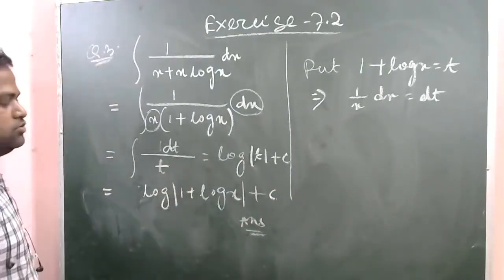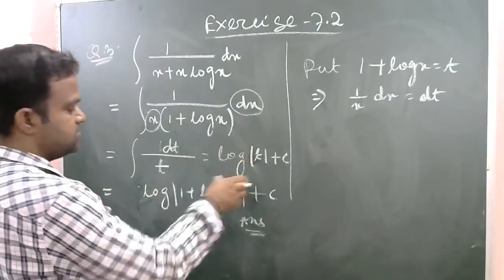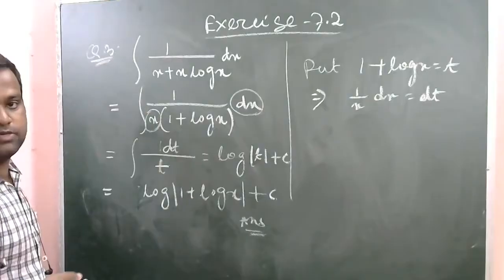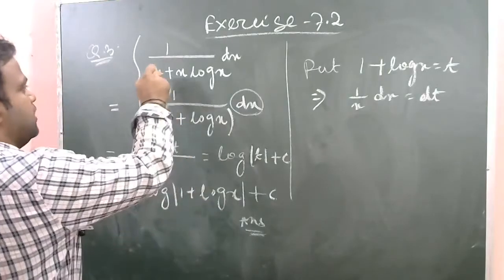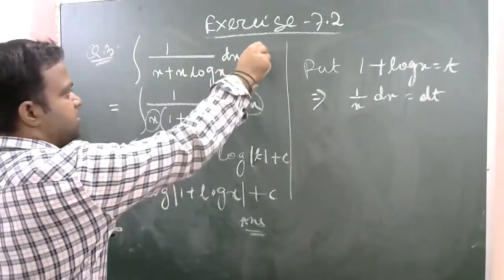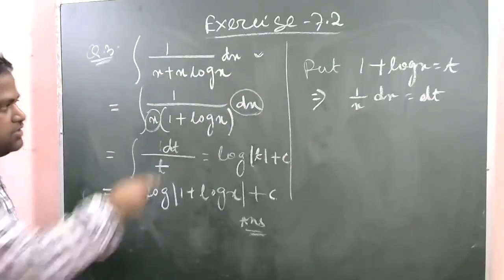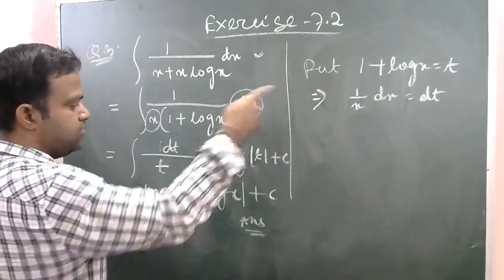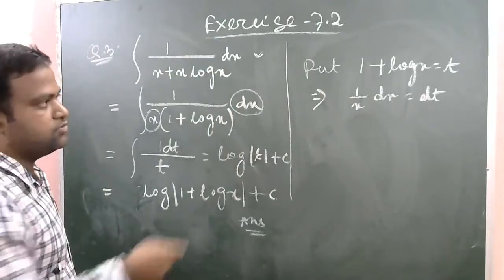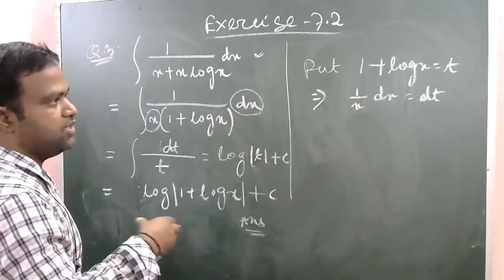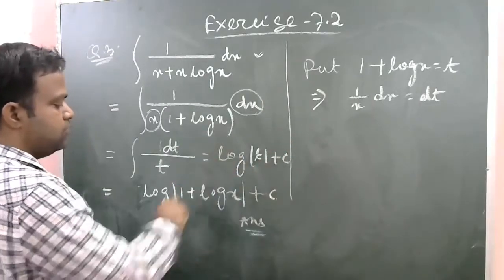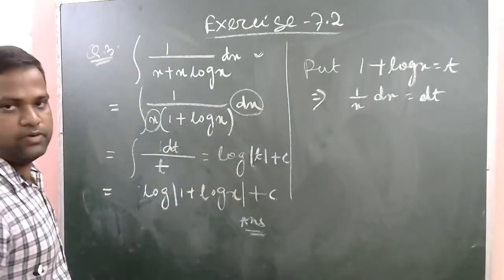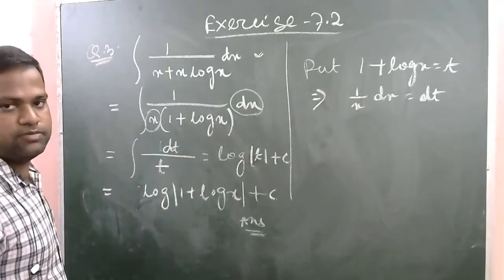When you are finding the answer, in the final step, you have to go back to whatever you have supposed or taken. Because we have to find the answer in terms of x only, not in t. We converted to t, so we have to go back and replace whatever we have supposed or put, the change of variable we used, and get the final answer. Okay, so now we'll solve question number 4.